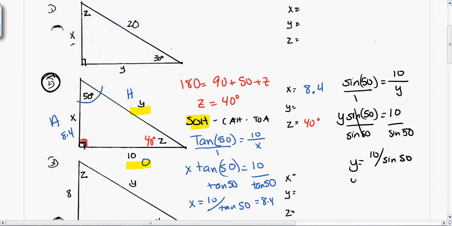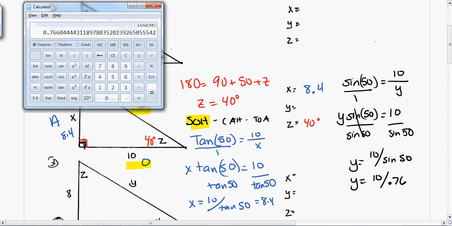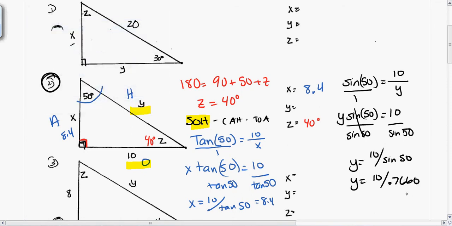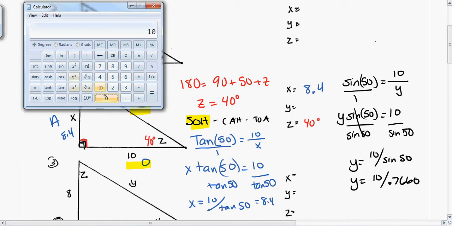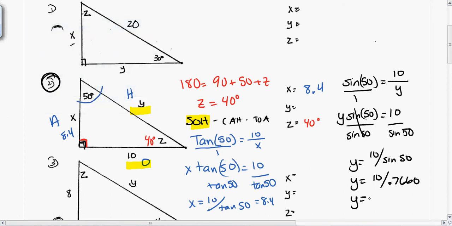0.7660. So I could rewrite this as Y equals 10 divided by 0.766. And then go 10 divided by 0.766. So my hypotenuse Y is 13.05, and once again we're rounding to the nearest tenth, so Y is equal to 13.1. There are my answers. I've found all the missing sides and all the missing angles of this right triangle.